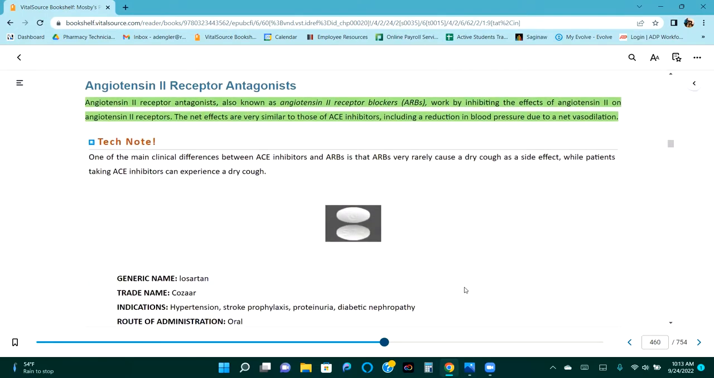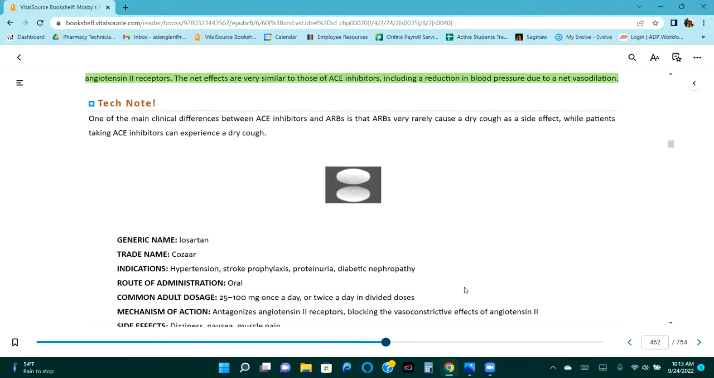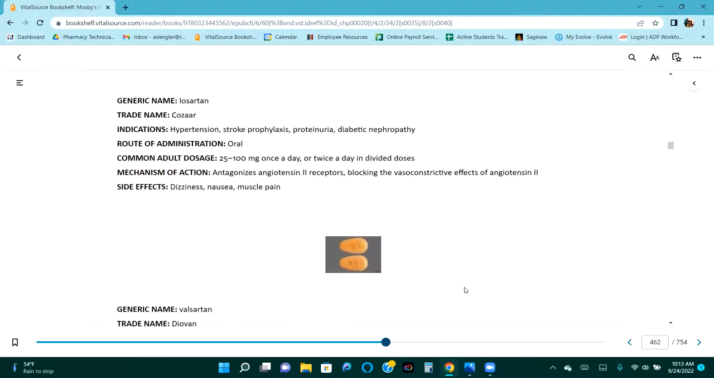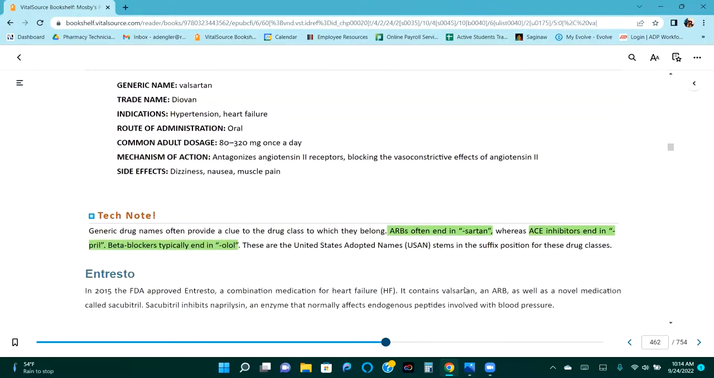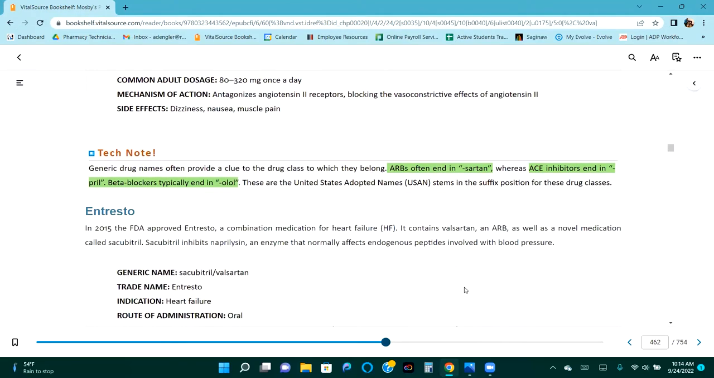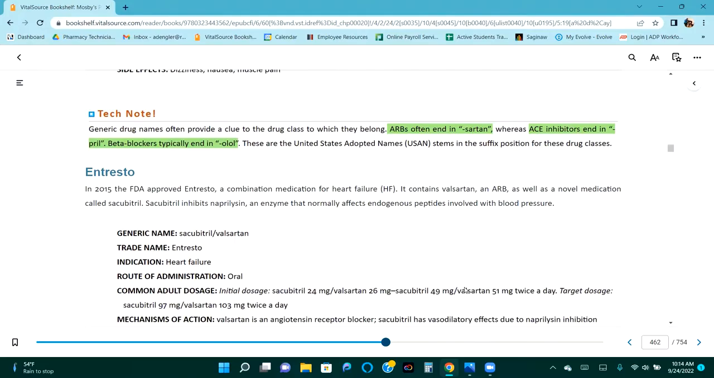Angiotensin II receptor antagonists, also known as angiotensin II receptor blockers, ARBs, work by inhibiting the effects of angiotensin II on angiotensin II receptors. The net effects are very similar to those of ACE inhibitors, including a reduction in blood pressure due to net vasodilation. In that class, we have Cozaar, Diovan. We just talked about this when I was going through the chart, but ARBs have that common ending of sartan. ACE inhibitors have the common ending of pril, and beta blockers have that common ending of OLOL.